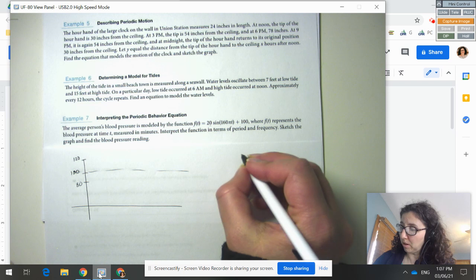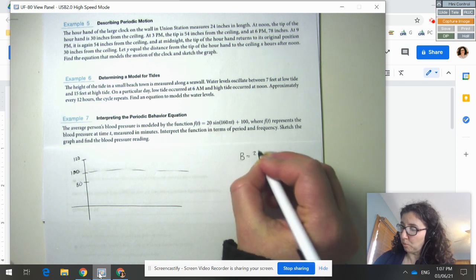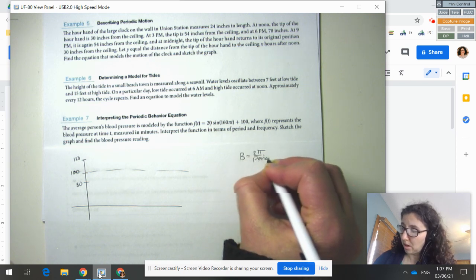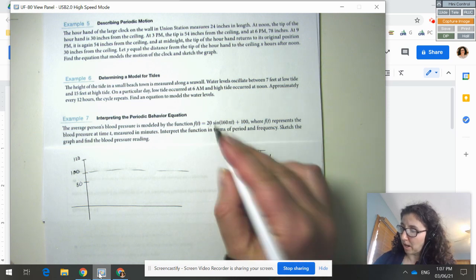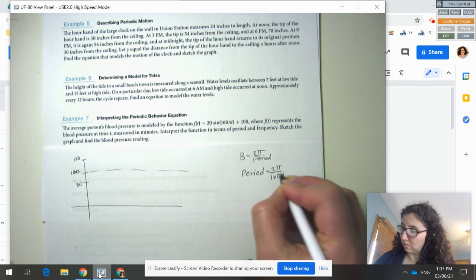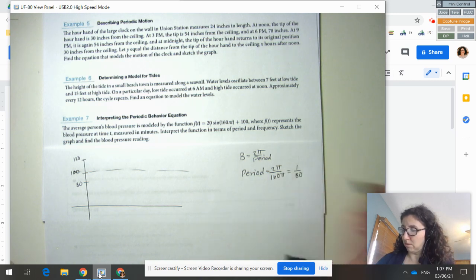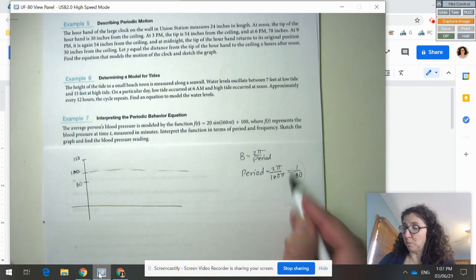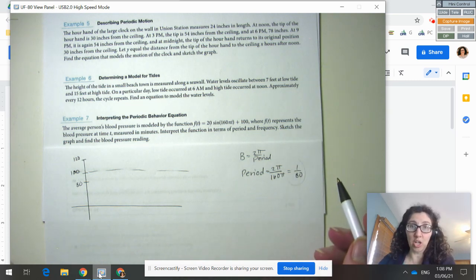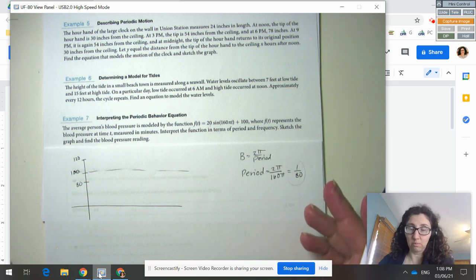What's the period? Well, B equals 2 pi divided by the period. So the period is going to be 2 pi divided by 160 pi. So 1 over 80 is the period in minutes. Okay, so as our heart is beating, our blood pressure is changing in our body, right? A little bit less than every second, our blood pressure is changing. It's getting bigger and smaller, okay?